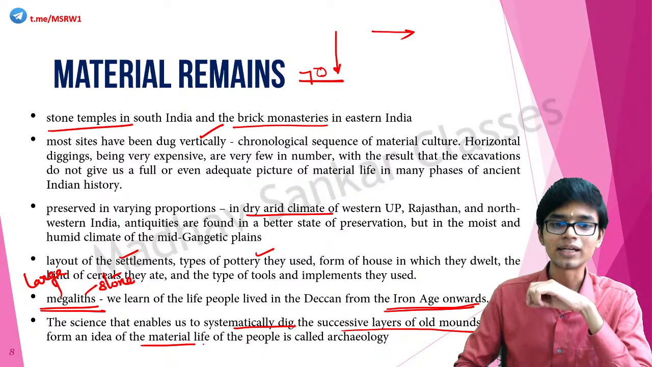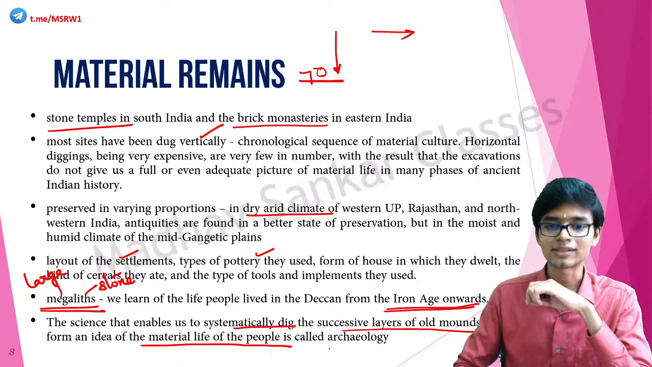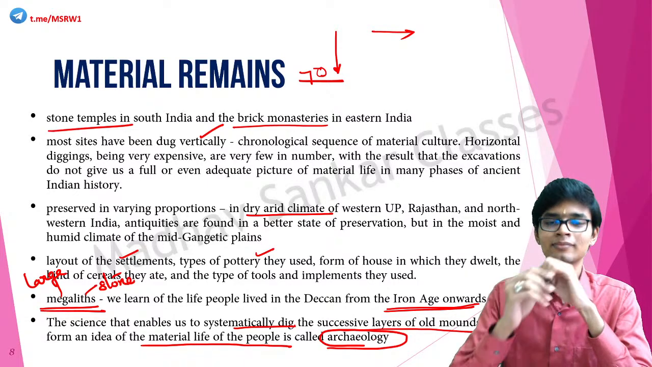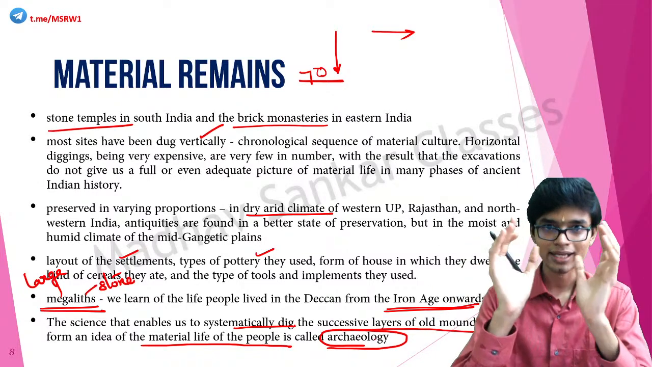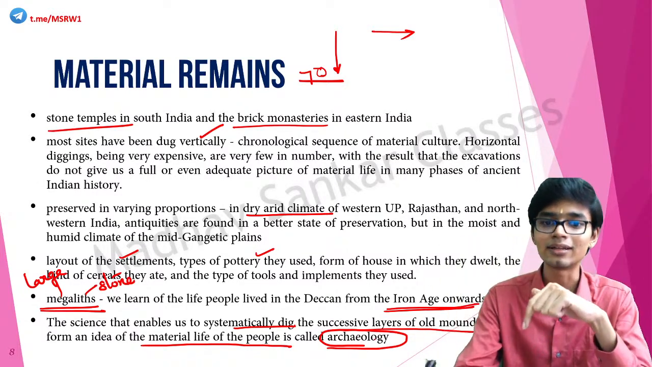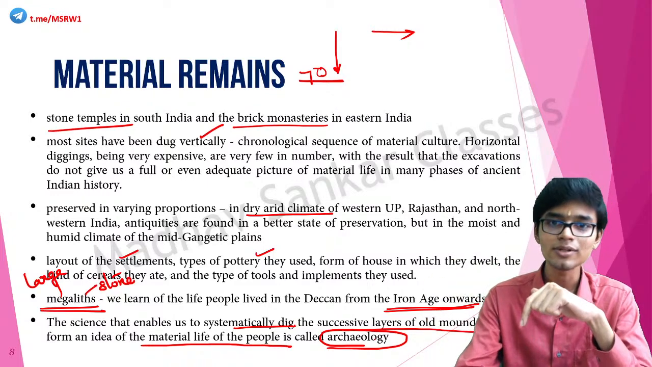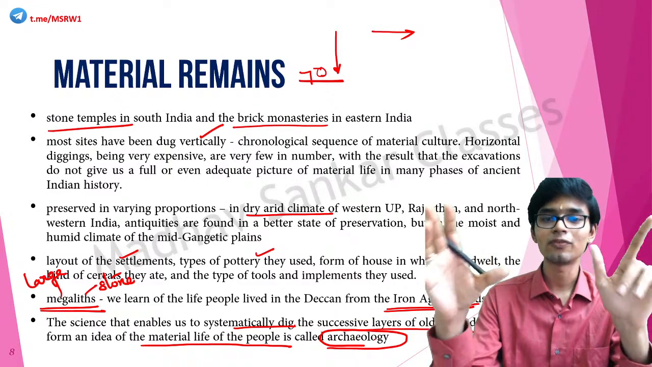All right. So the science that enables us to systematically dig the successive layers of old mounds and to form an idea of the material life of people is known as archaeology. So that is the definition of archaeology. It is the science that enables us to systematically dig the successive layers of old mounds and to form an idea of the material life of the people.